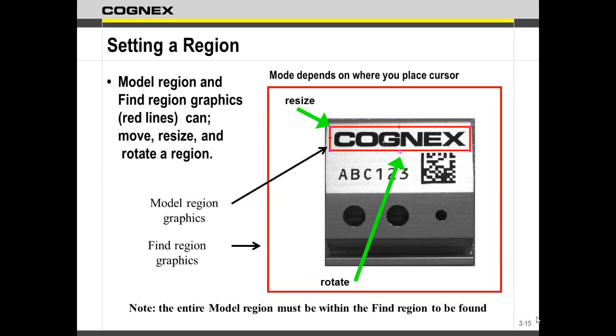So when I do my region, I want to set my region around what I'm looking for. In our case, we're going to look for the logo Cognex. Because if you look at both your good and your bad part, it's on both of them. So that's what I'm going to look for, the word Cognex.